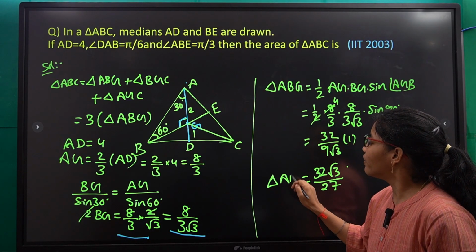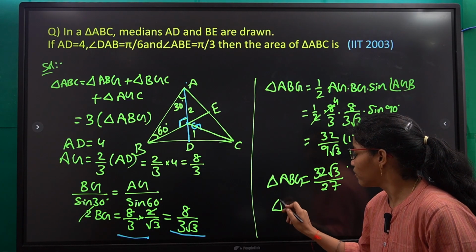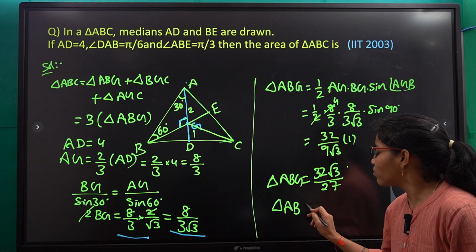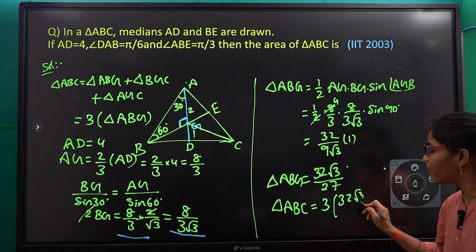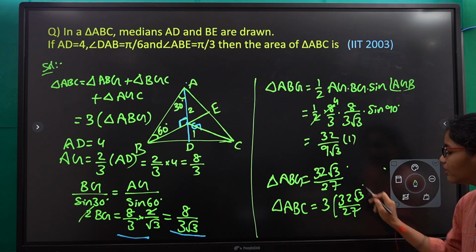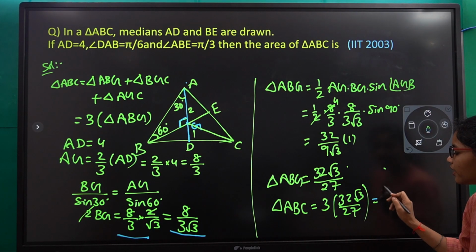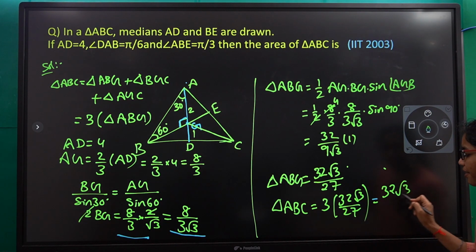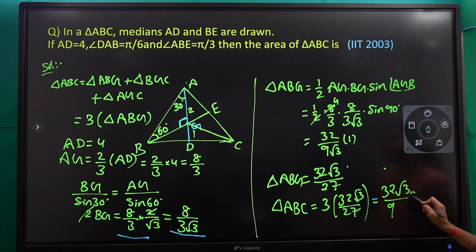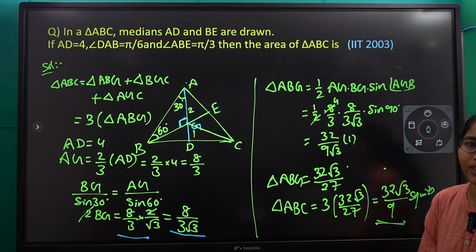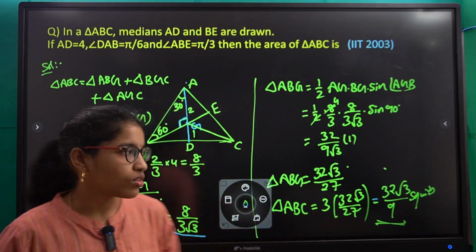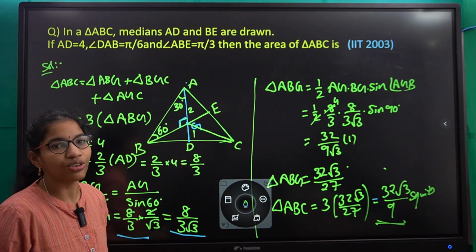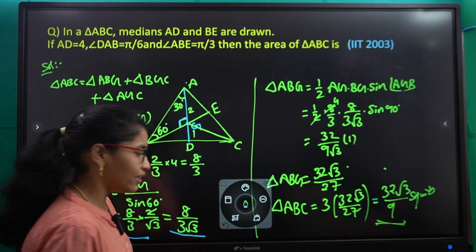What about area of the triangle ABC? So 3 times of AGB. 3 times of 32 into √3 by 27, which is equal to 32 into √3 by 9 square units, right? So this is the area of the triangle. Clear? So like this, you have to take the relation from the centroid to the given medians. Clear?